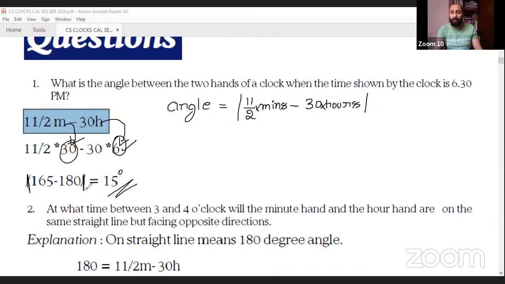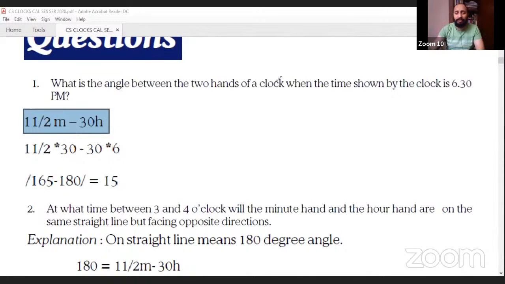Is this clear, people? Do you remember all this? Hello? Do you remember? I'm just revising. I'll be going to the new question. I'm just revising what we did. Do you remember all this?